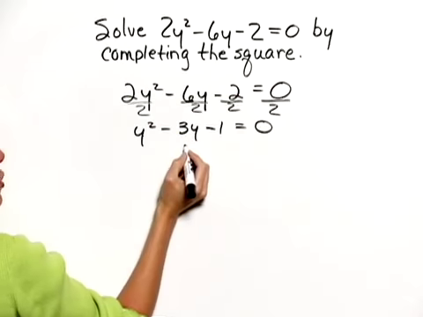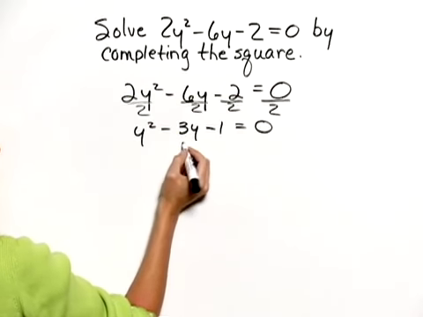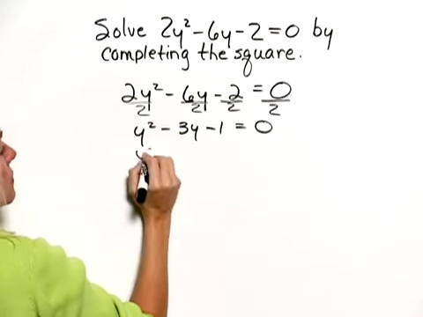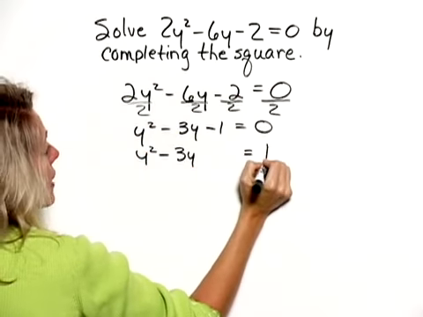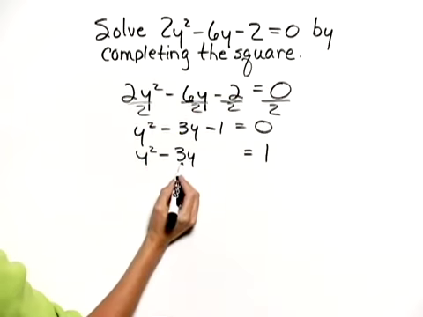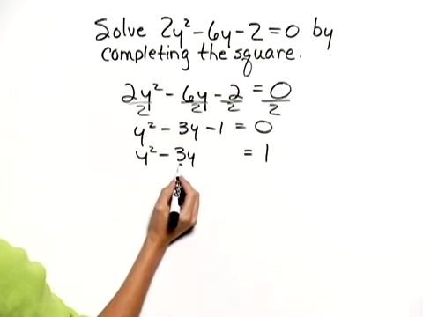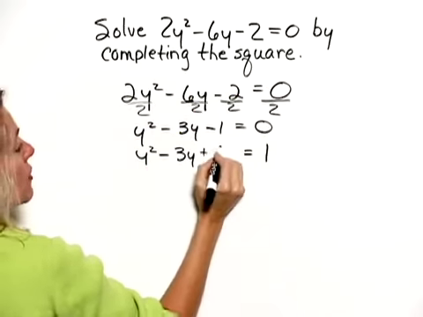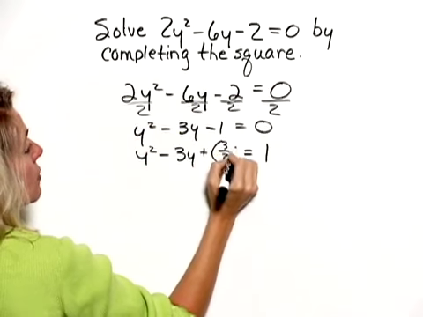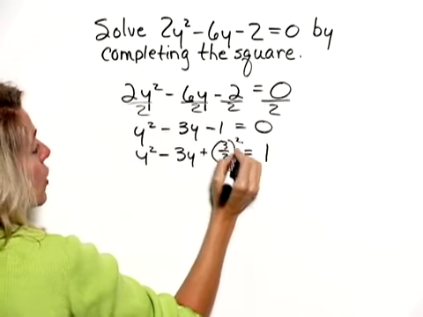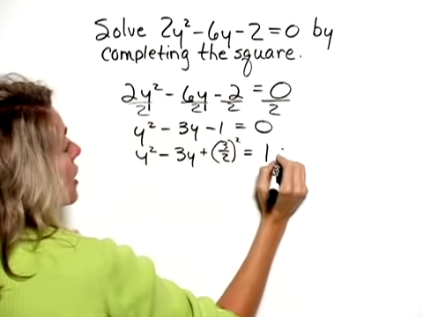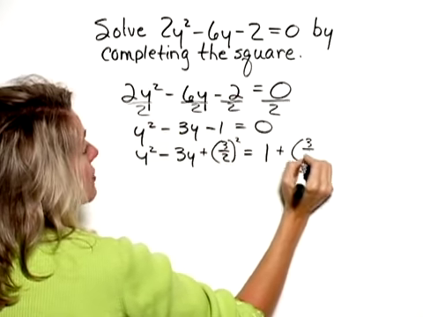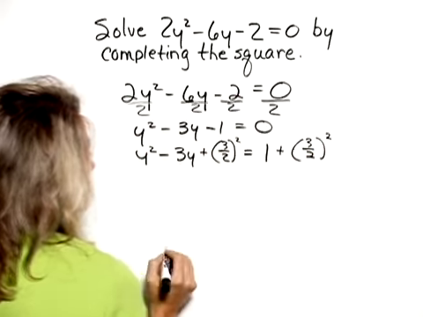Now, to complete the square on the left-hand side, we need to add a 1 to both sides. Y squared minus 3y equals 1. And then we take half of the middle coefficient and square it. So half of negative 3 is negative 3 halves, and square that. And if we add 3 halves squared to the left side, we have to add 3 halves squared to the right side.